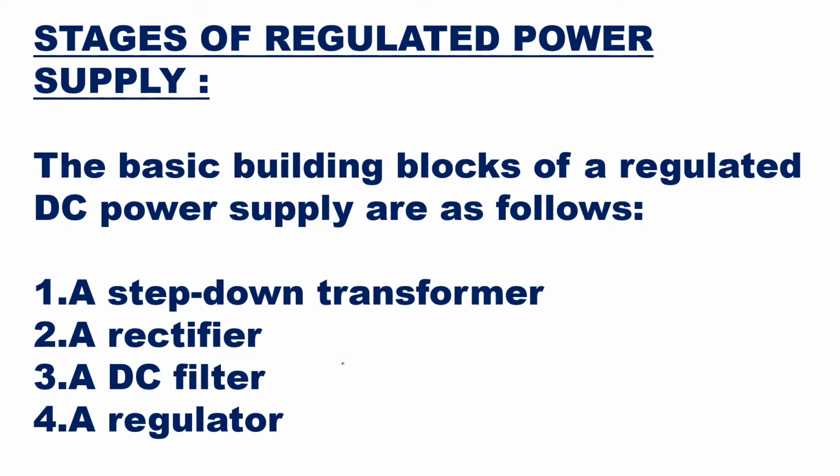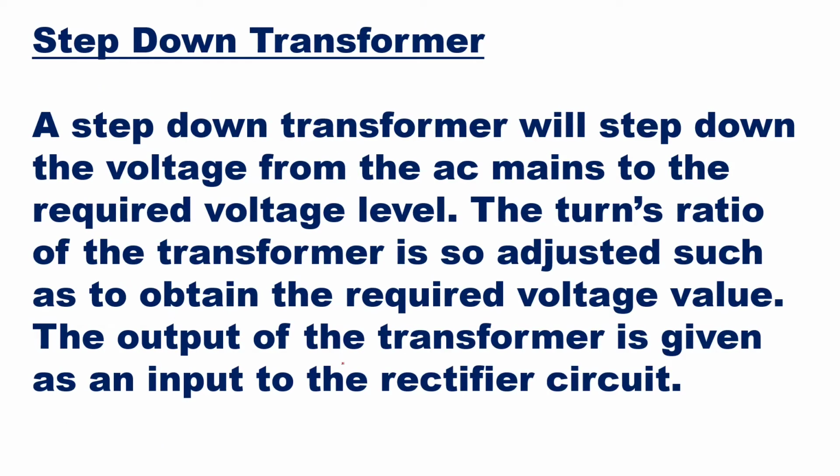So these are the 4 points you have to remember when you explain stages of a regulated power supply. Then, what is a step down transformer? A step down transformer will step down the voltage from the AC mains to the required voltage level. The turns ratio of the transformer is adjusted to obtain the required voltage value. The output of the transformer is given as an input to the rectifier circuit.